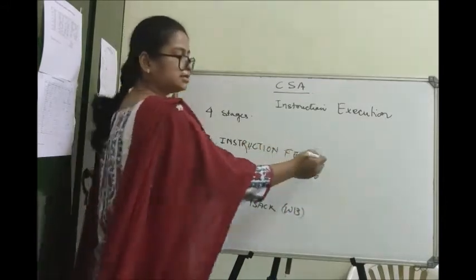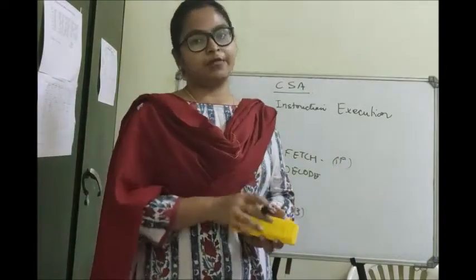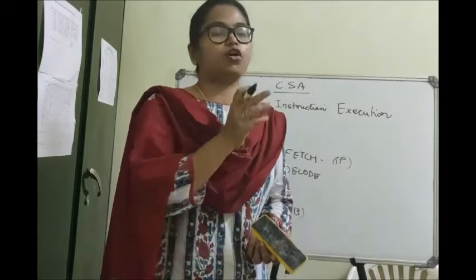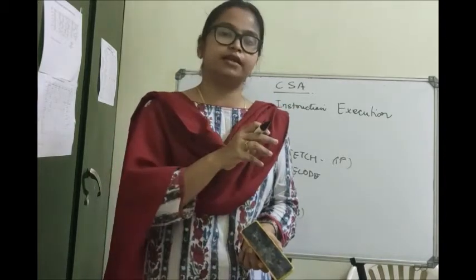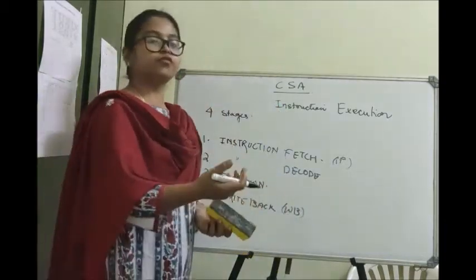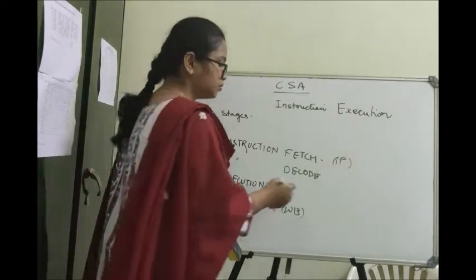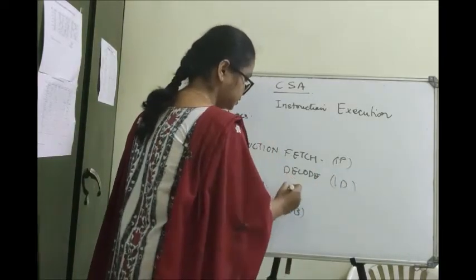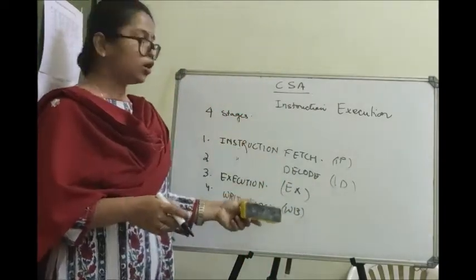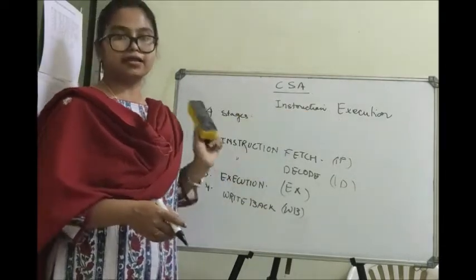What does write back say? Write back means we have to put the result at the desired position. We may have to write the result in memory, or we may have to write the result in some registers. It depends upon what the instruction is asking us to do. So this is instruction decode, this is execution, this is write back. These are the 4 broadly categorized steps in executing an entire instruction.